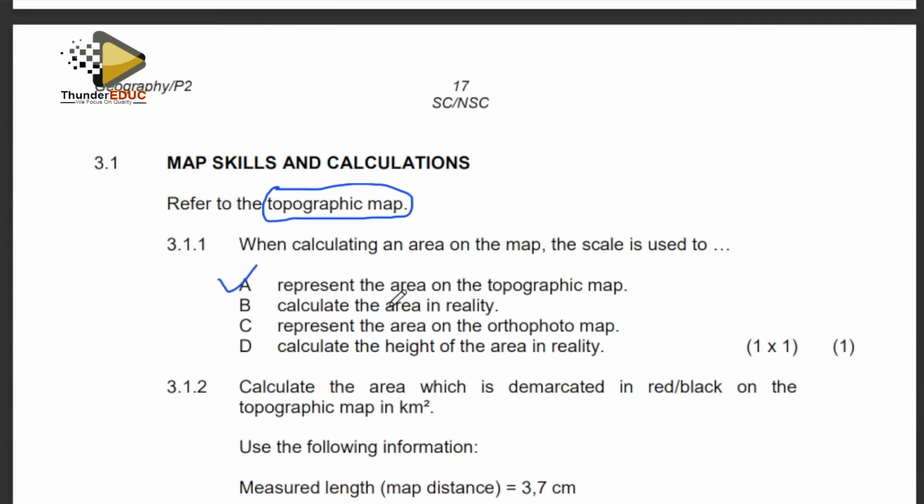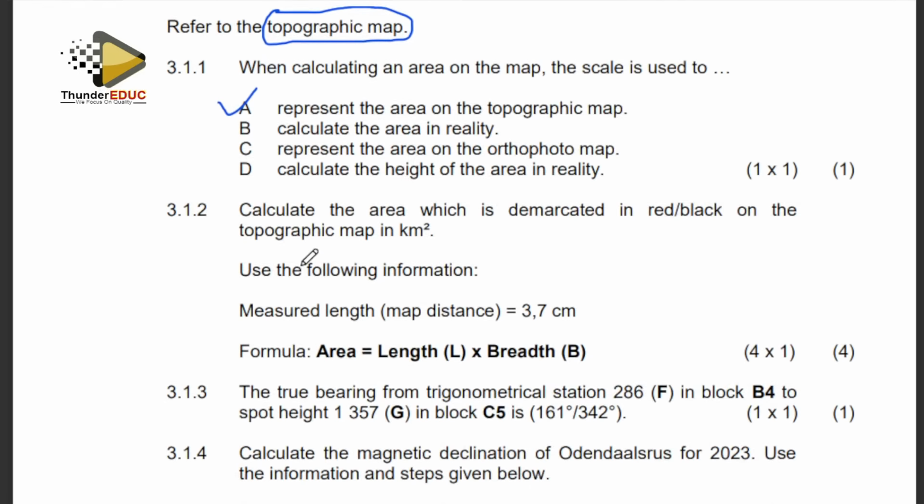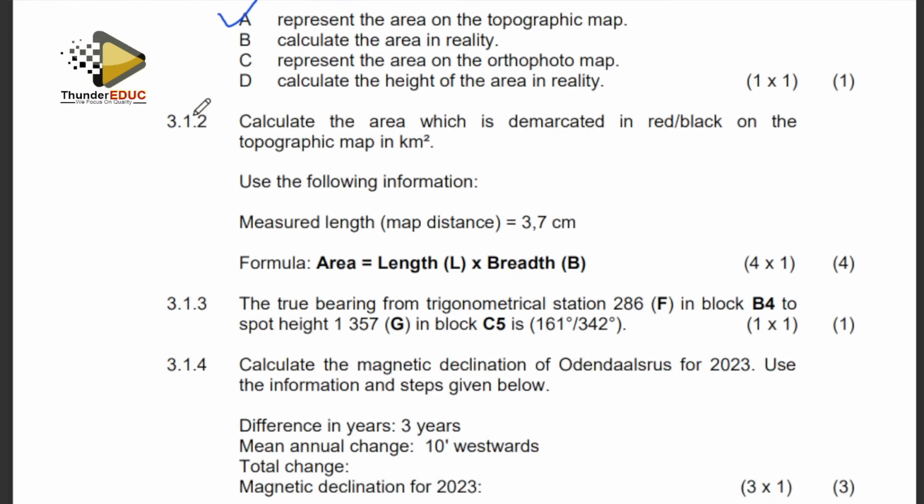So the right answer there is A. Okay, we go to the next question. The next question says 3.12. It says calculate the area which is demarcated in red or black on the topographic map. Let us see the topographic map.